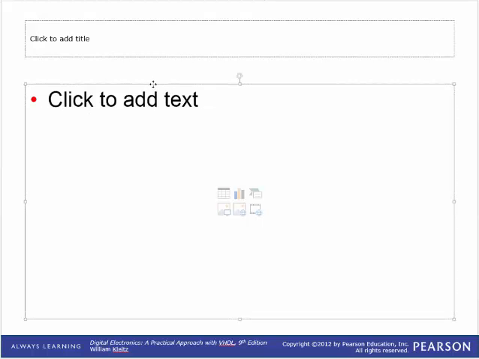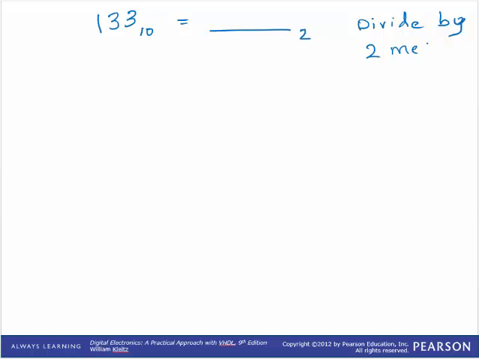Let me give me an extra slide here so I can do it. I'll put the same number back on here, which was 133 in base 10, and I want to know what it is in base 2. And I'm going to use the divide by 2 method now. So this is the divide by 2 method. Now these methods I'm also going to apply to our other numbering systems.